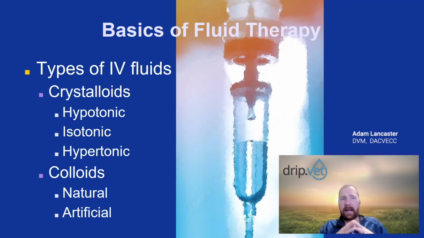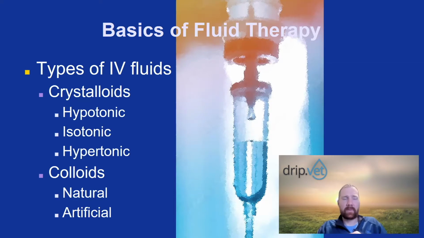But the basic types of IV fluids are crystalloids or colloids. Crystalloids can be hypotonic, so those are going to be things that have a lower tonicity than the blood. We have isotonic fluids. Those are things that have the same tonicity as the blood. And then we have hypertonic crystalloids, like hypertonic saline, that actually have a higher tonicity than the blood. And they do have their uses.